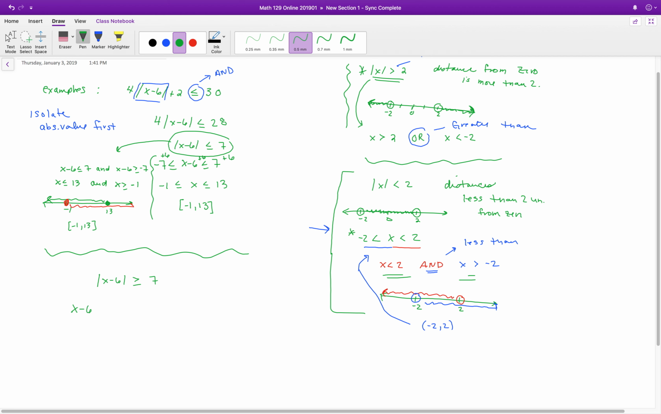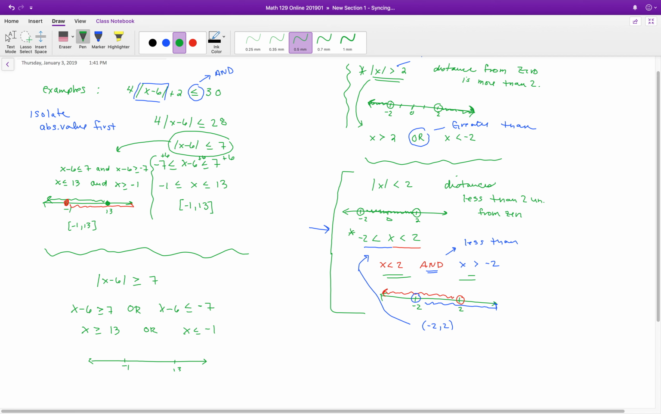So again, take what's inside the absolute value, x minus 6, greater than or equal to 7. Greater than is always associated with "or". x minus 6, change the direction to less than or equal to, and make that a negative 7. And now solve each. So x is greater than or equal to 13, or x is less than or equal to negative 1. Again, graph it to condense your statement and write your final solution.